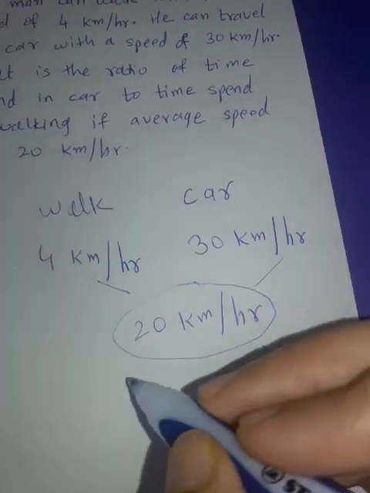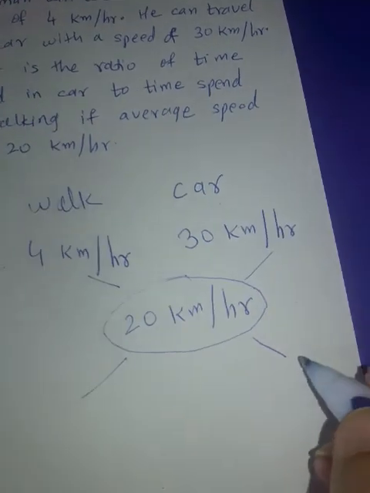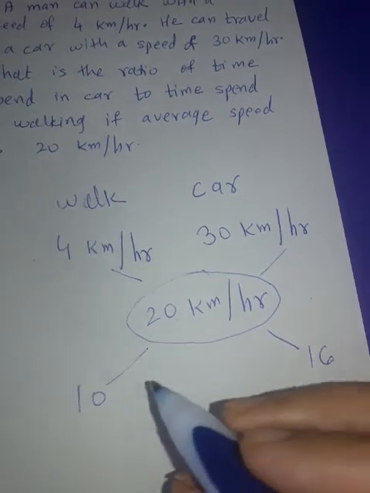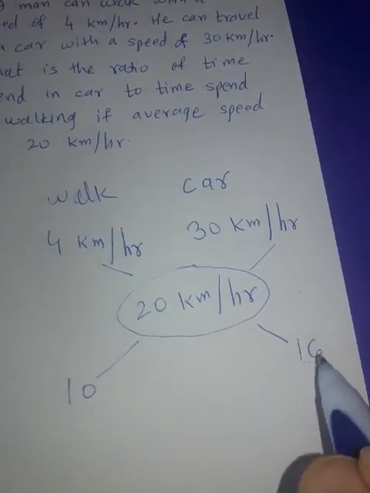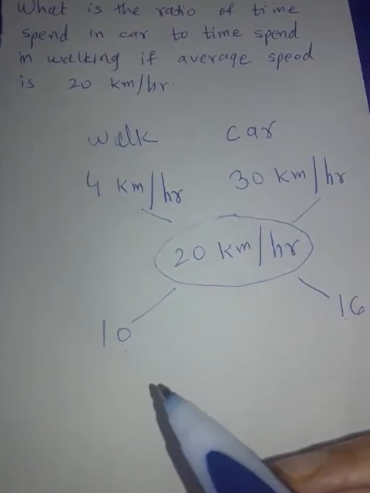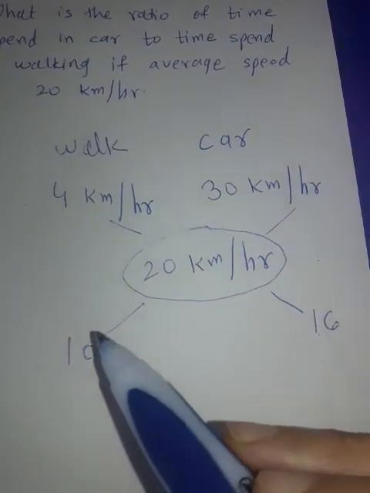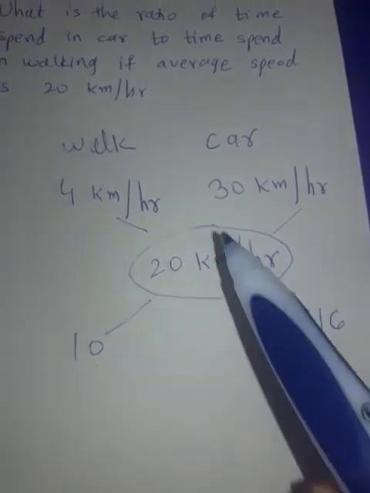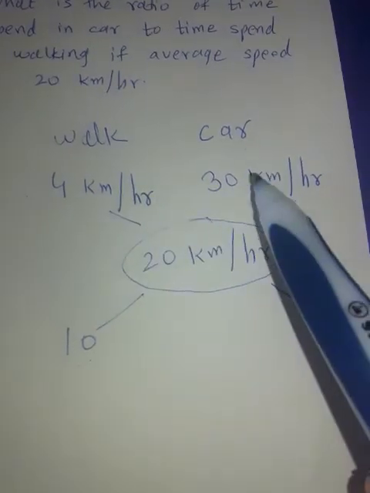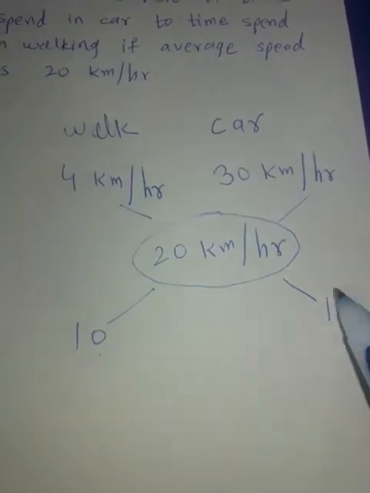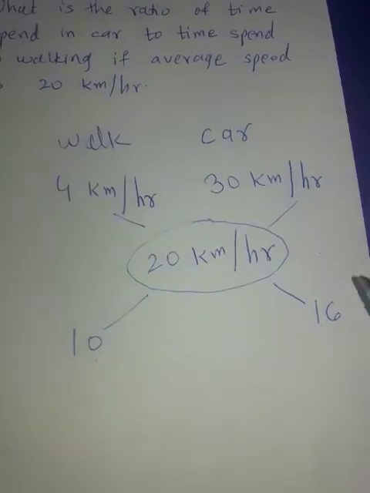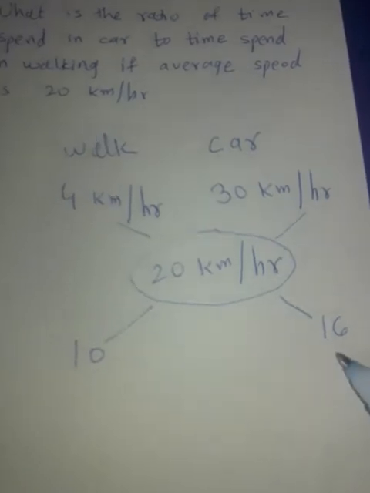Now apply rule of alligation. 20 and 4 difference is 16. 20 and 30 positive difference is 10. Whatever you get here, they are the times. What is speed? Speed is equal to distance upon time, isn't it? So whatever comes here, when you apply alligation to the speed, these are speeds. When you apply alligation to speeds, whatever you get here is time. So time spent in walking is 10 and time spent in car is 16.